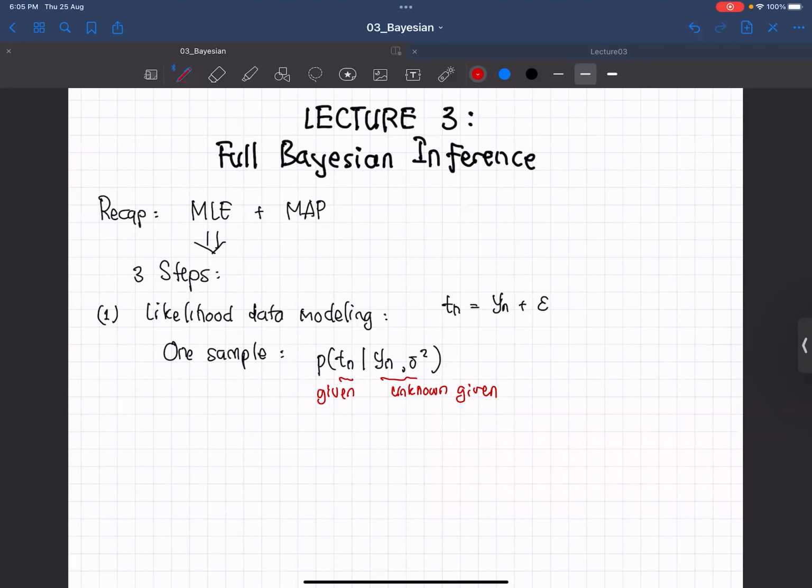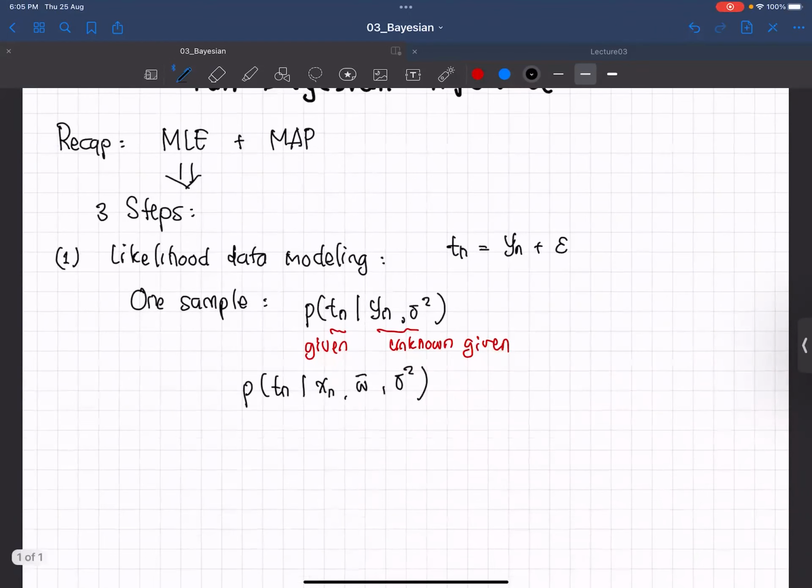We want to know the correlation between Tn and Yn. So we can write this further as P of Tn, because Yn is actually a function of xn and w. So we can write xn and w, the model, and sigma square. So in the end, we want to model this. Now, as we mentioned, epsilon is drawn from a Gaussian distribution with mean 0 and certain variance sigma square.